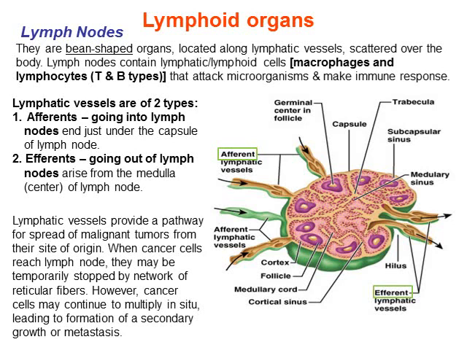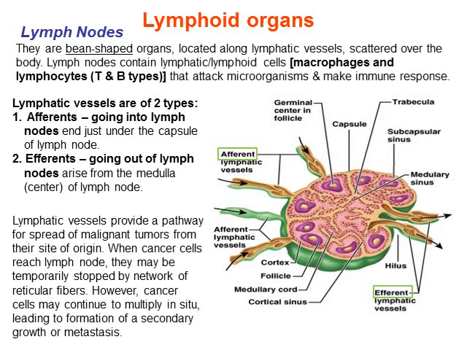Let's get some details about the structure of the lymph nodes. The lymph nodes are bean-shaped organs. They are located along the lymphatic vessels, which are scattered all over the body. The lymph nodes contain lymphatic or lymphoid cells, which include the macrophages and the T and B lymphocytes that attack microorganisms and make the immune response.